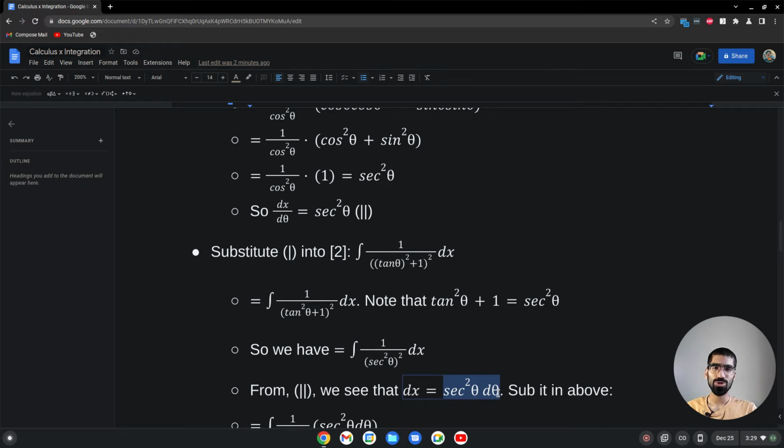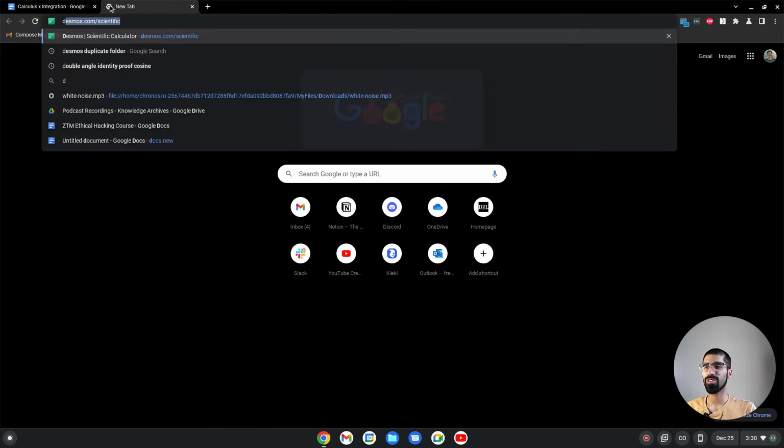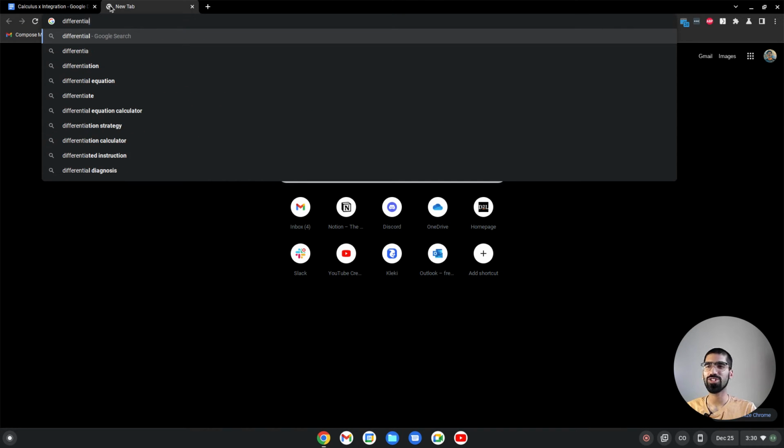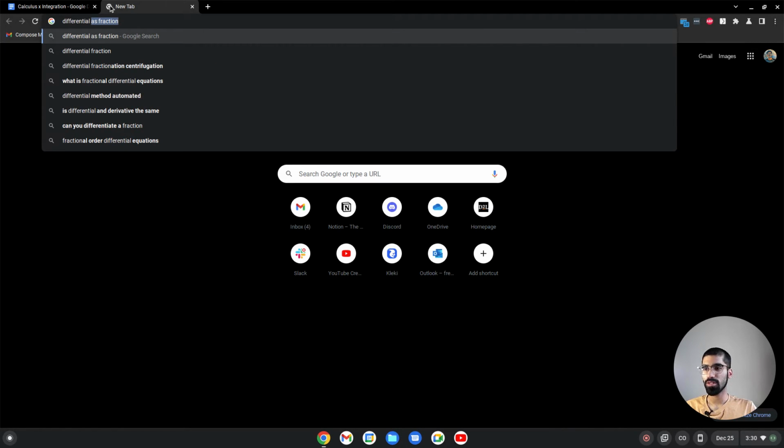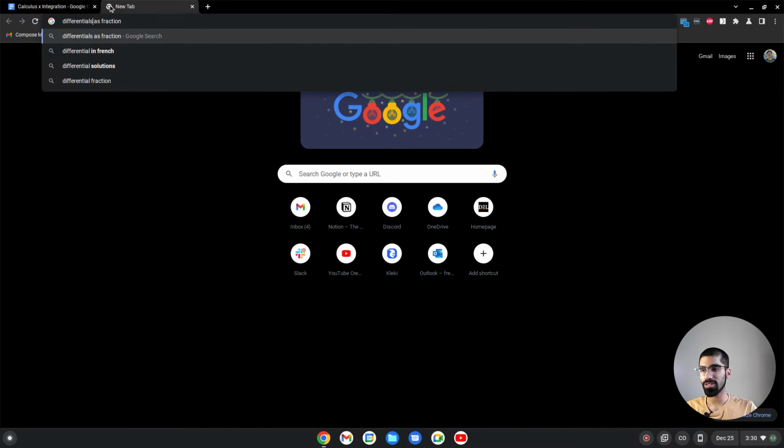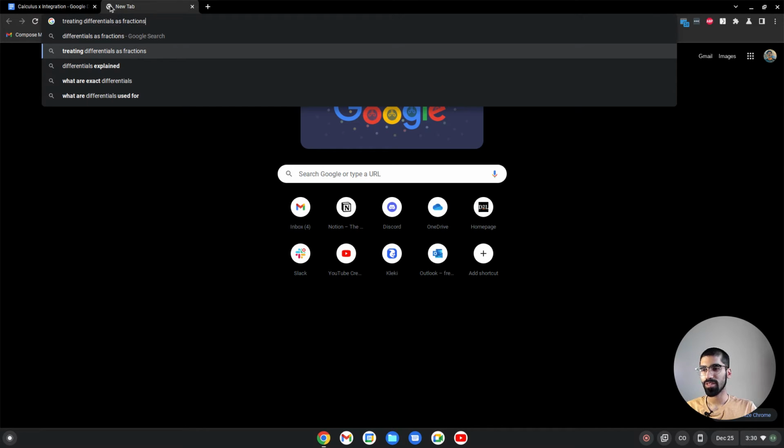When I first saw this, I was like, this is black magic. How can you just treat differentials like fractions? If you want to go down the rabbit hole I did of rage and all that, just search this up: differentials as fractions, and then you'll hear lots of people yelling about it on the internet.